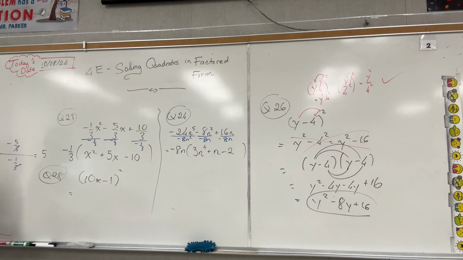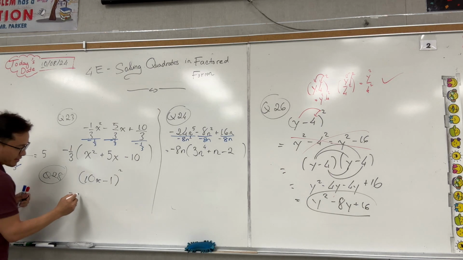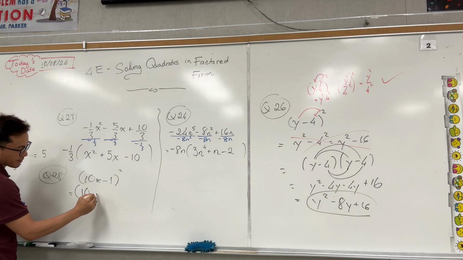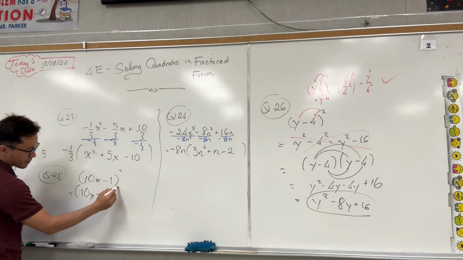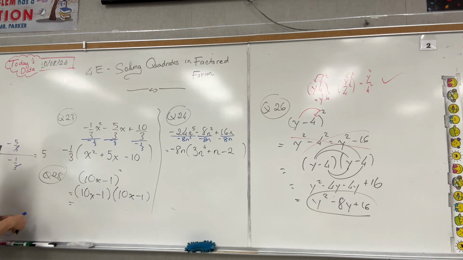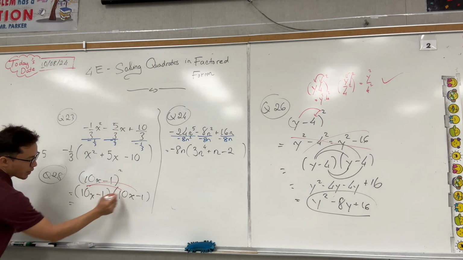Same thing, very similar. Just walk with me through the whole thing. Who wants to volunteer? Okay, Stephanie. 10x minus 1. Mm-hmm. And then you put the parentheses 10x minus 1. Very good. You multiply by itself, and then you're going to do FOIL. So what does it become?